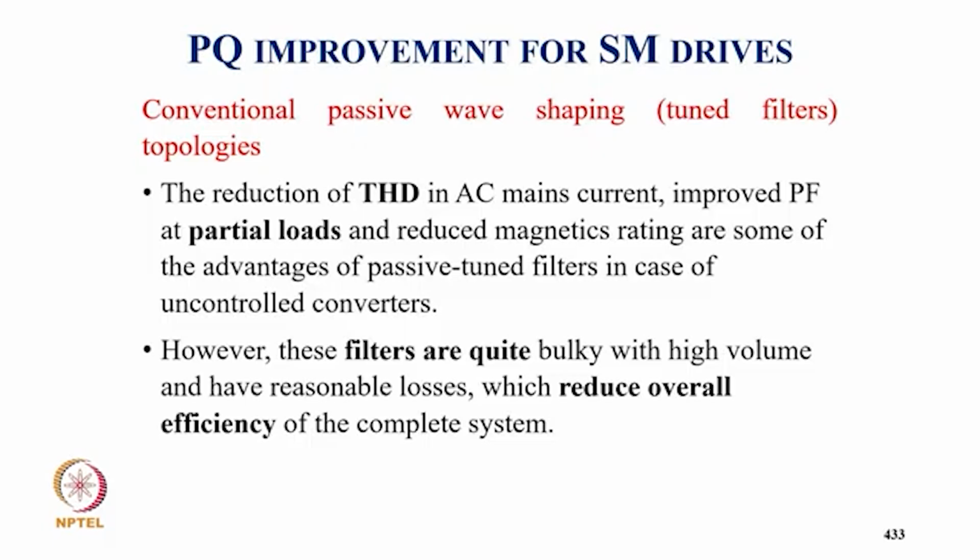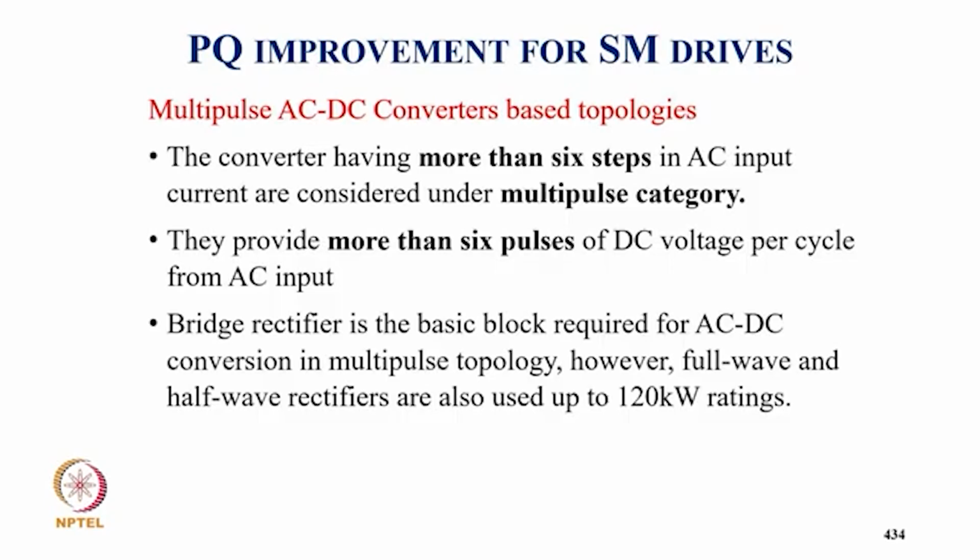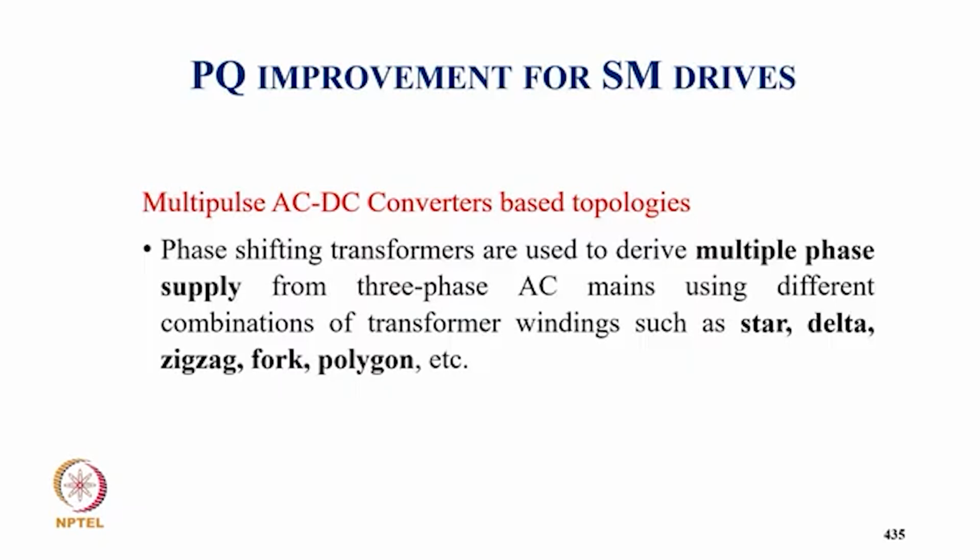However, these filters are quite bulky with a high volume and have reasonable losses, which reduce the overall efficiency of the complete system. So, coming to multiple AC/DC converter based topology, converters having more than 6 steps in the AC current are considered under the multipulse category, and they provide more than 6 pulses of DC per cycle from the AC input current. The bridge rectifier is the basic building block of AC/DC conversion in multipulse topology. However, full wave and half wave rectifiers are also used up to 120 kilowatt rating.